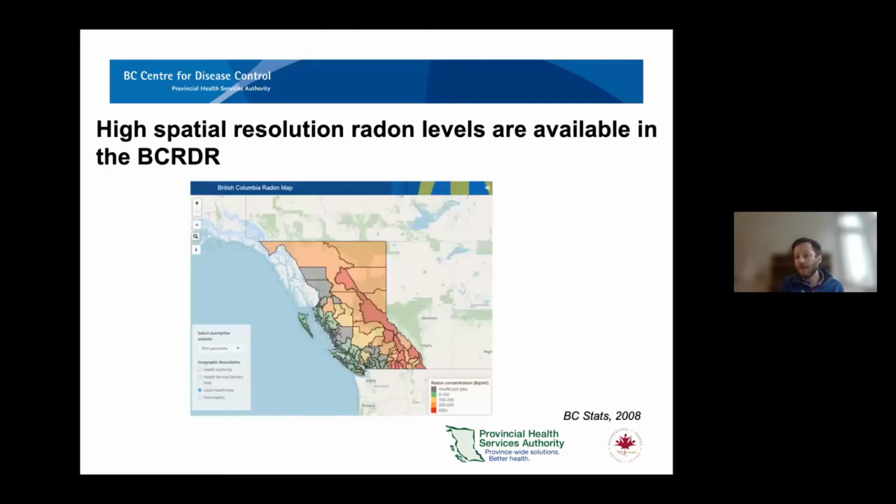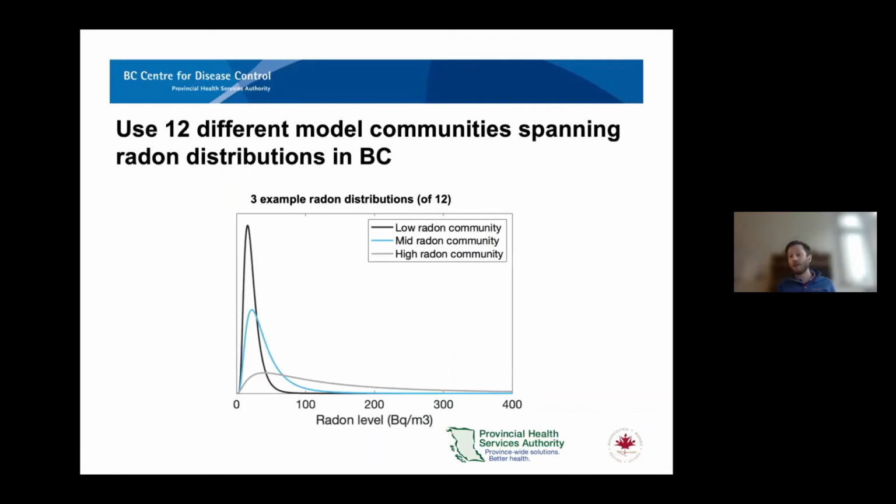So, we've seen in this map that there's lots of different levels of radon across the province. They change depending on where you are. So we don't want to have just 1 or 2 distributions that communities can look at. So what we have done is modeled 12 different distributions of radon that are reflective of areas across the province. On this figure, I show 3 of them just to give you an example of what you're looking at. In black, a low radon community. In blue, a mid-range radon. And gray, a high radon community. This is 3. We're actually working with 12 of them. And using those, we can model out various things that happen.